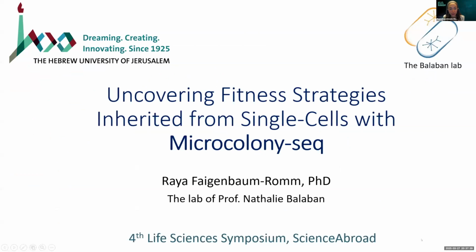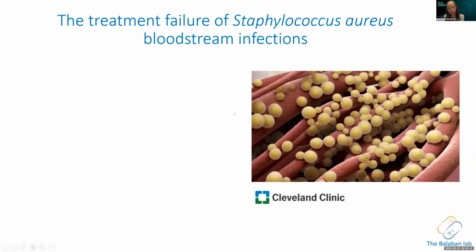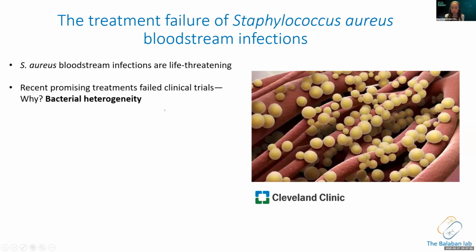So I want to tell you today about uncovering fitness strategies inherited from single cells with microcolony-seq. But first, I want to focus on Staph aureus bloodstream infections, and more specifically on the treatment failure of these life-threatening infections. Recently, promising treatments have failed clinical trials. But why? I want to argue that this is because of bacterial heterogeneity.